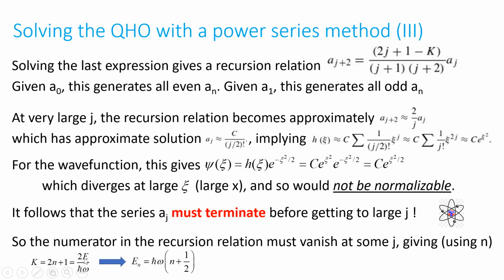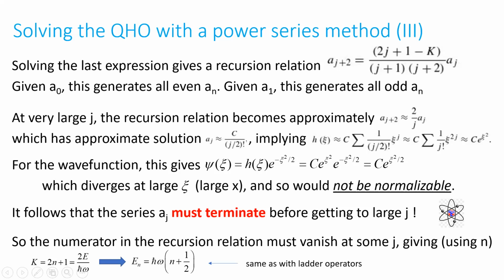And solving that for E, dividing by 2 first, we get n plus 1/2. Multiplying through by h bar omega, we get h bar omega times (n plus 1/2). Hopefully that seems familiar, because that's exactly what we got for the nth energy, where n was an integer, 0, 1, 2, 3, 4, etc., for the ladder operator solution.